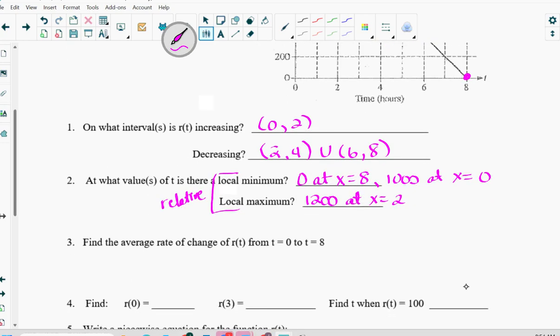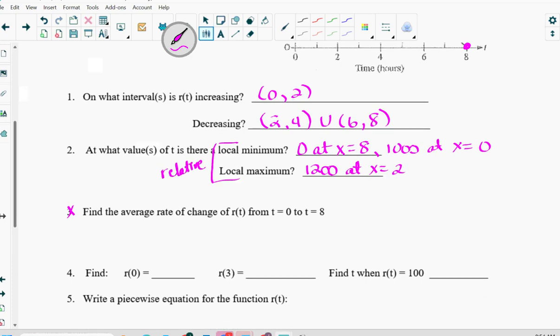We are not going to do average rate of change. It's just slope, but we're not going to do it. Try number 4 for me. See if you can find those values. I'll give you guys a second to try. You're using the graph to find these. So R of 0, R of 3, and what is T when R of T is 100?